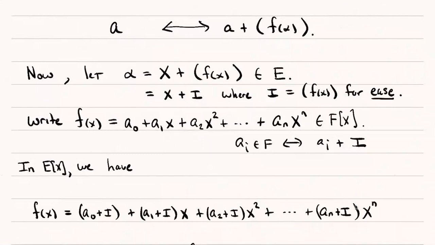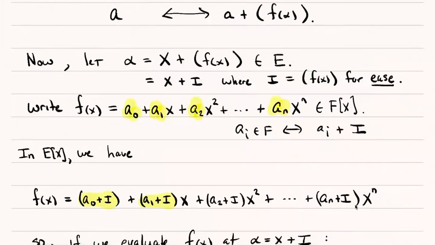So if I do that, our polynomial f has coefficients a0, a1, a2, and those are all in little f. Well, down here, I'm writing them like they're in E. So a0, I'm going to write as a0 plus I. a1, I'm going to write as a1 plus I. a2 up here, I'm going to write as a2 plus I. You guys with me? an plus I. So that's formally how I think of f as a polynomial over E. It's a polynomial in the same indeterminate x.